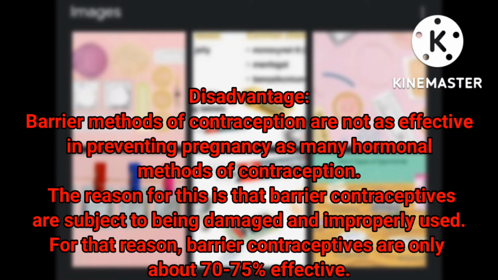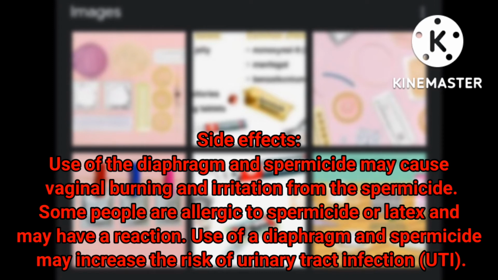Disadvantage: barrier methods of contraception are not as effective in preventing pregnancy as many hormonal methods of contraception. The reason for this is that barrier contraceptives are subject to being damaged and improperly used. For that reason, barrier contraceptives are only about 70 to 75% effective.